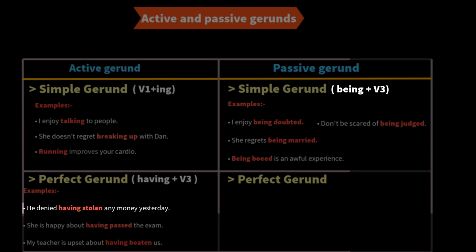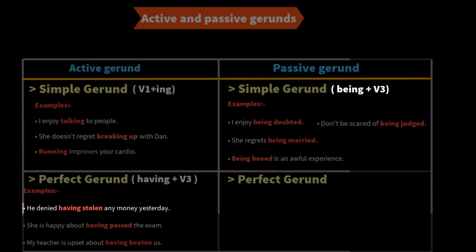All right. He denied what? An action that has already taken place. He denied having stolen any money yesterday. You can also use a simple gerund here, an active form of a simple gerund. You can do that. That would give the same meaning. I can also say he denied stealing any money yesterday. That would just give the same meaning.